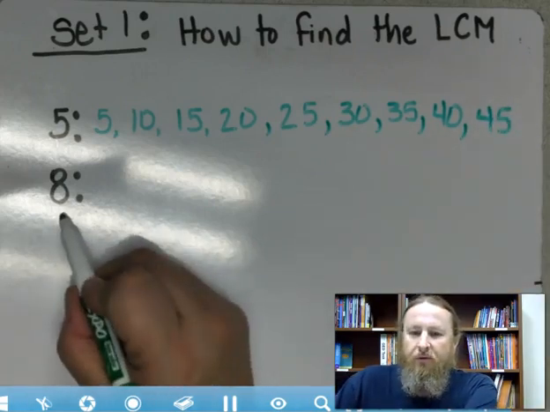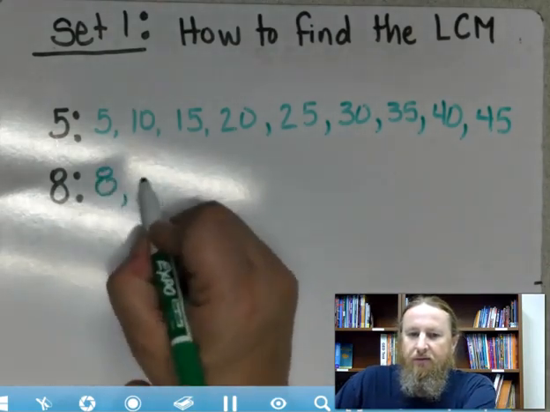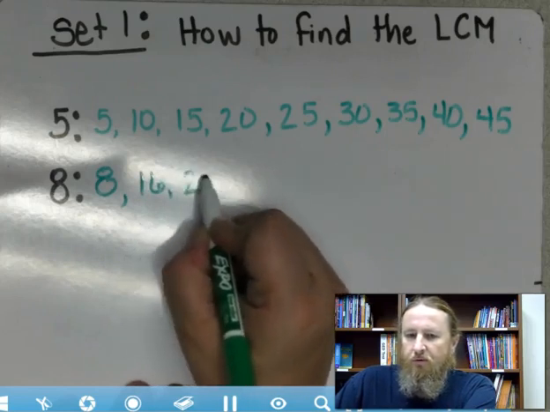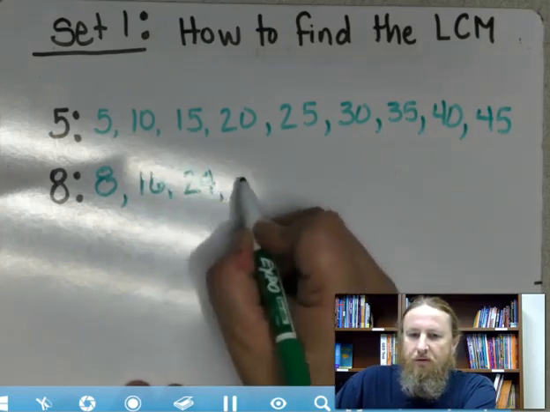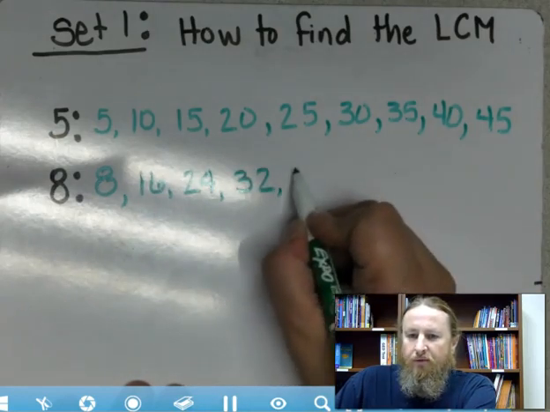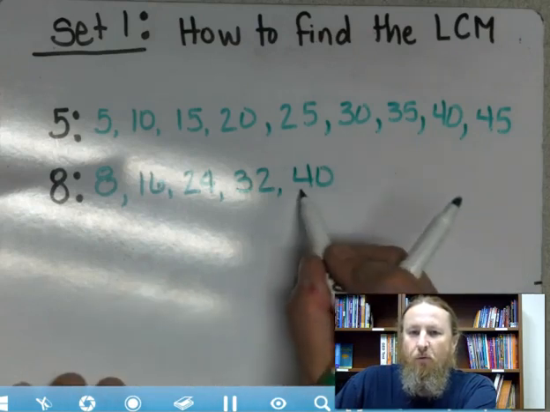Then we are going to list out the multiples of 8. So we're going to say 8, 16, 24, 32, and 40. So we find that our lowest common multiple for 5 and 8 is 40.